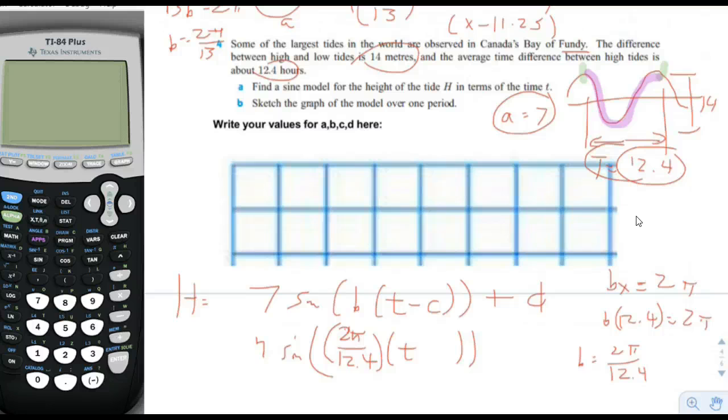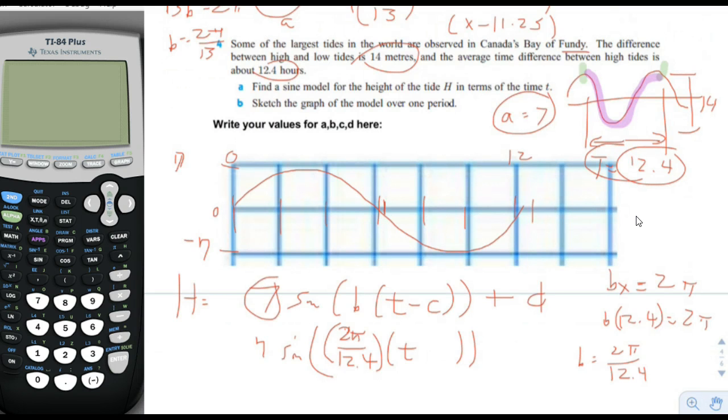So basically, the period is 12.4, right? So let's count, we'll say 0, 2, 4, 6, 8, 10, 12. 12.4 would be about to here. So this would be 12, this would be 0. And the amplitude is 7, and this would be negative 7, and this would be 0. And halfway would be about here, so the sine wave would kind of go like that.